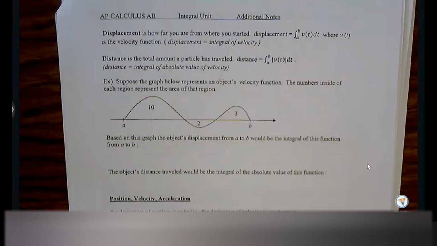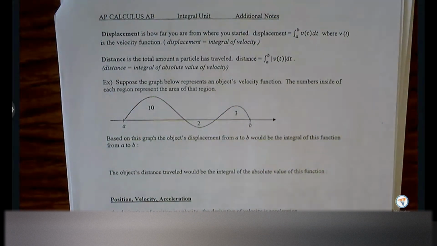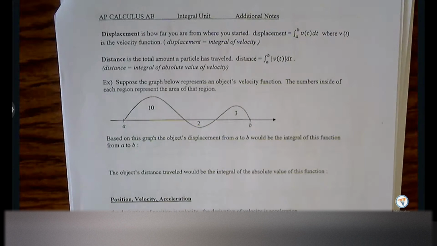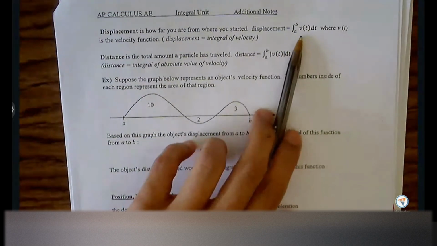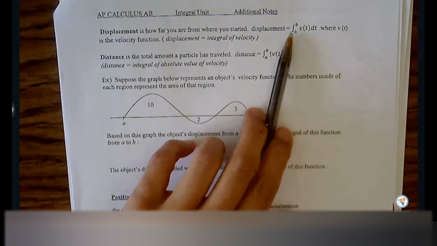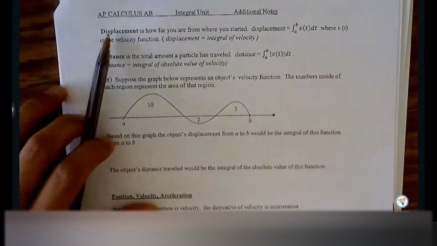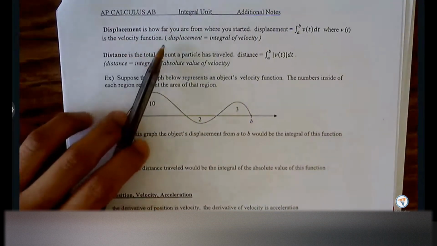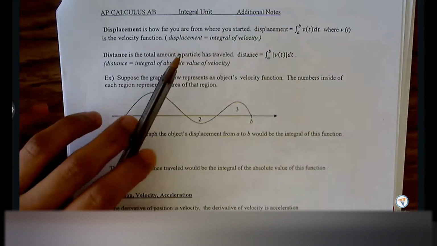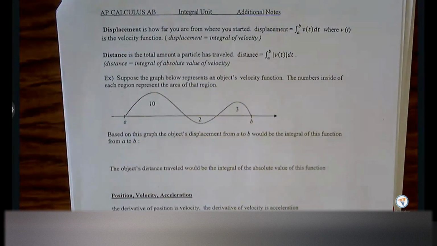All right, let's start with some definitions here. Displacement is how far you are from where you started. So the notation for displacement is just the definite integral of velocity from a to b, where v of t is the velocity function. So displacement is just the integral of velocity.